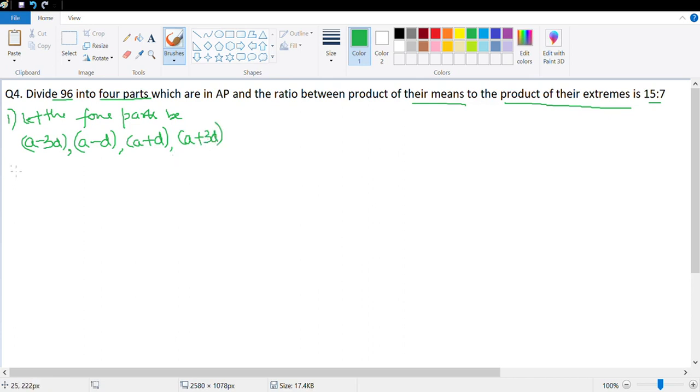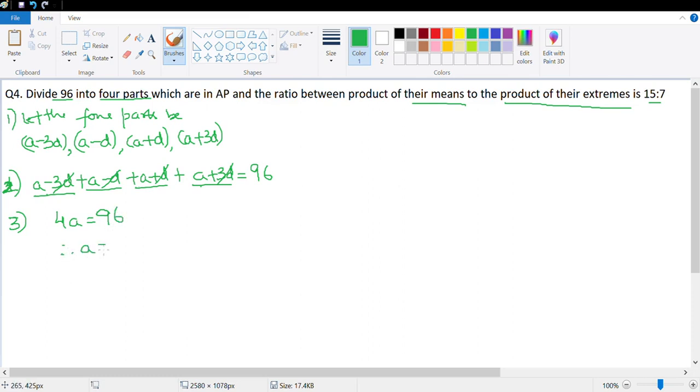As per the question, the sum of these is equal to 96. So a minus 3d plus a minus d plus a plus d plus a plus 3d. The sum of these 4 terms is given equal to 96. 3d and negative 3d gets cancelled. Negative d and plus d gets cancelled. This is step 2. Step number 3. This is a, second a, 3a, 4a. 4a is equal to 96. Therefore, a is equal to 24. So we've been able to figure out the value of a.